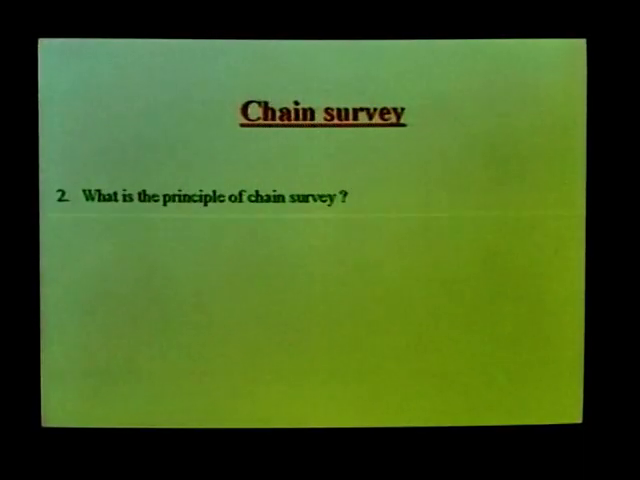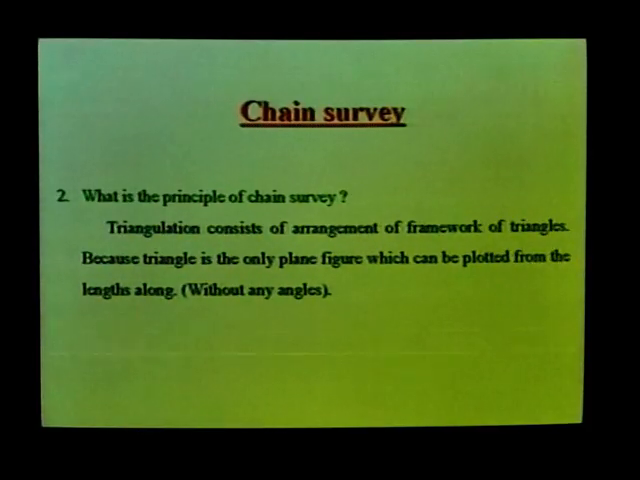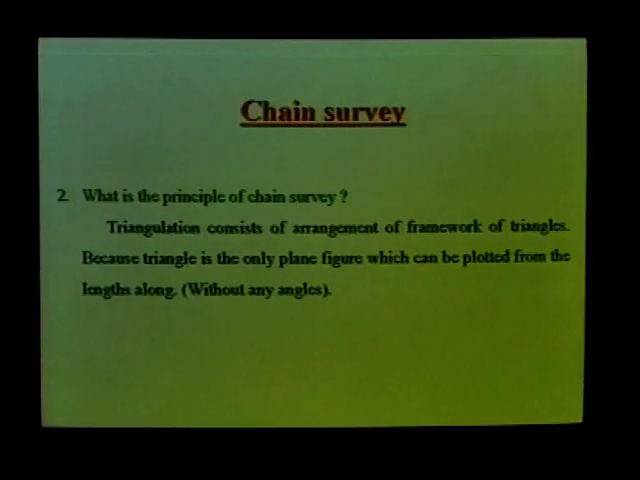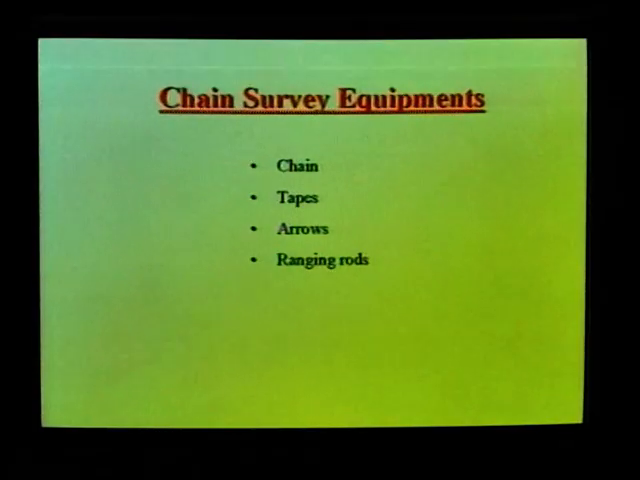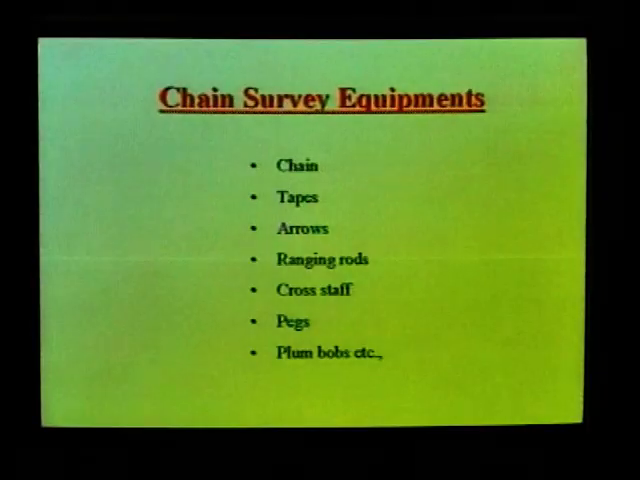What is the principle of chain survey? This is a very important principle we have to learn. Triangulation is the basic principle of chain survey. Triangulation consists of an arrangement of a framework of triangles, because the triangle is the only plane figure which can be plotted from the lengths of its sides alone, without any angles. Chain survey equipment: chain, tape, arrows, ranging rods, cross staff, pegs and plumb bobs.